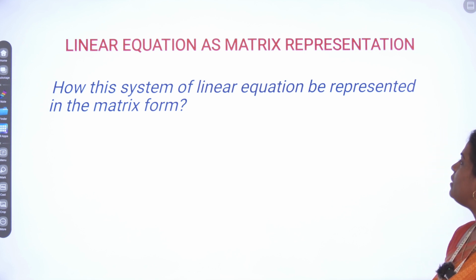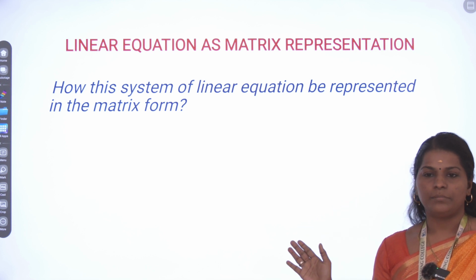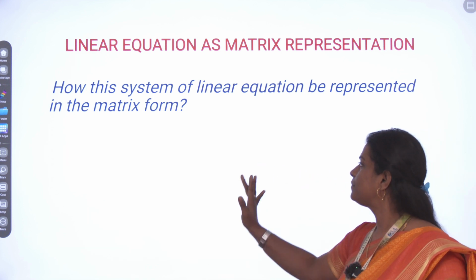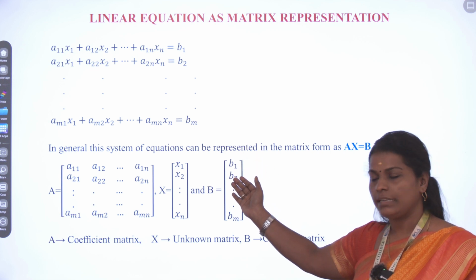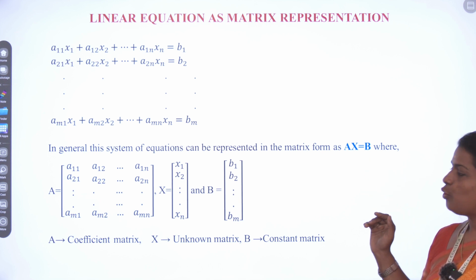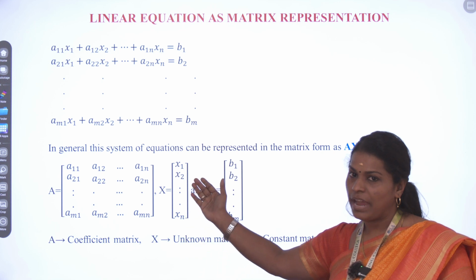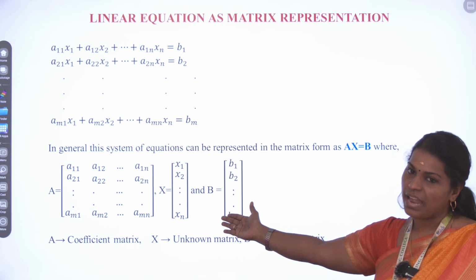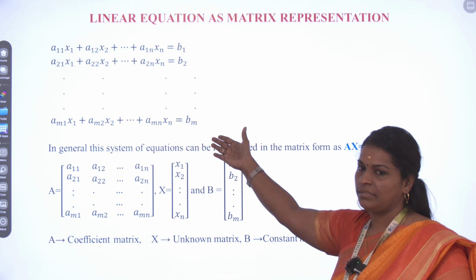How can this system of linear equations be represented in matrix form? This system can also be represented in matrix form. Let us see how it is represented. The system of linear equations can be represented as the product of matrices, AX is equal to B, where A is nothing but the coefficient matrix, capital X is nothing but the column matrix with all the variables, and the matrix B is nothing but all those constants bi's.